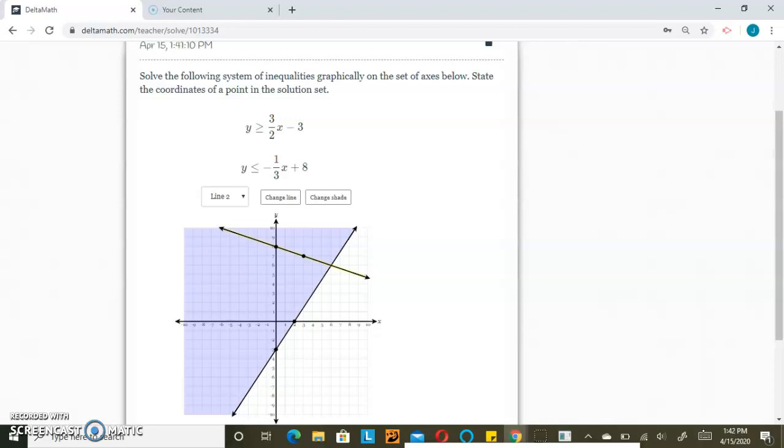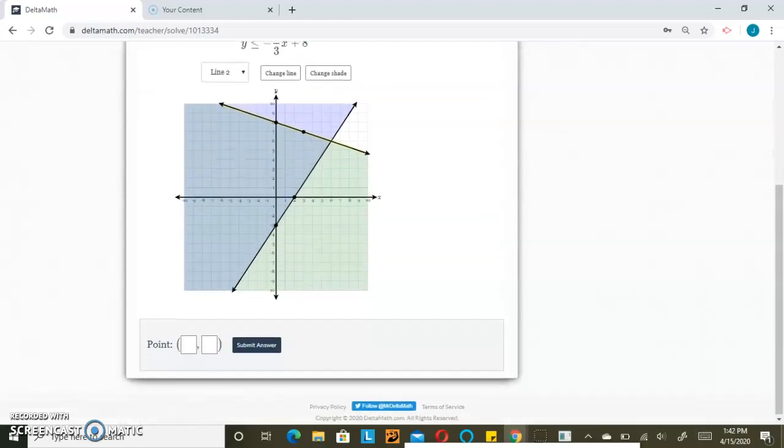I don't need to change the line because it has an equal to line, and I have a solid line here. But this time it's a less than, so instead of shading above my line, I'm going to make sure I shade below. Change my shade, that would be below my line. So this wedge right here, everything here is the solution. So again, I can pick the point 0, 0 if I want. I can pick any point in this region.